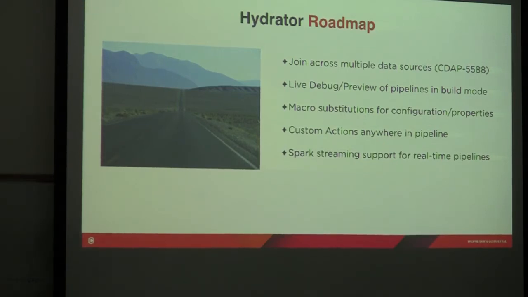Macro substitutions. So let's say that I have the same pipeline, but I want to run it against 100 different databases or 100 different tables, really common use case. The new version allows you to write a little macro and then to provide a list of the values and say, okay, run it for all those values. Custom actions are a new type. So not just source, transform, sink, but action. So hit a REST API or send an email or do something like that. And then there's Spark Streaming support in the next version.